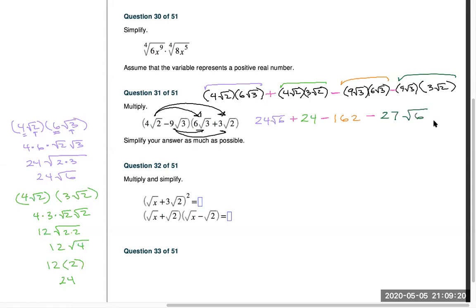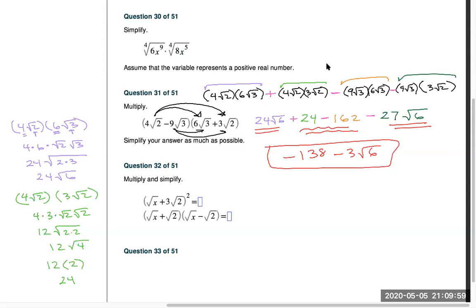Now this is when you go back to adding and subtracting radicals. The terms that will be like terms are your root 6 terms, and your constant terms. So let's start with the constants. We have 24 minus 162. That'll be negative 138. And then we have 24 minus 27 of these root 6s. So that's negative 3 root 6. Number 31 is done.